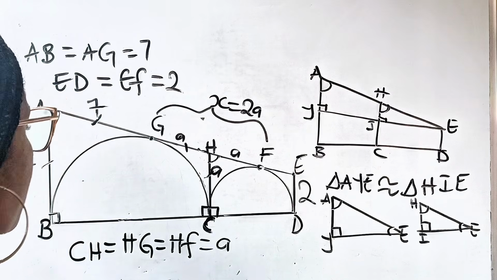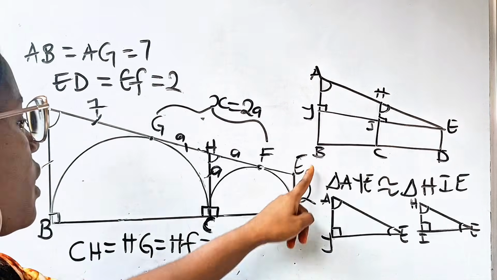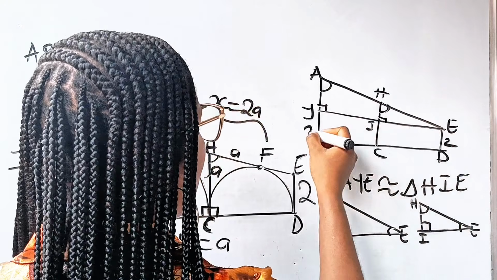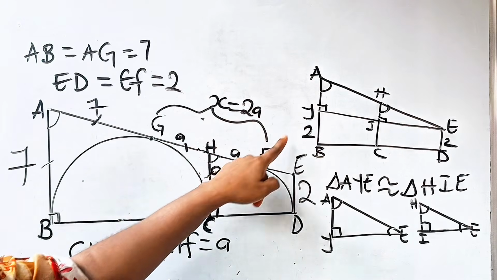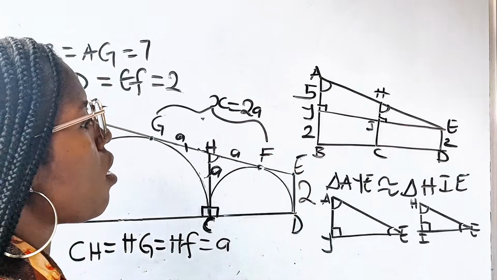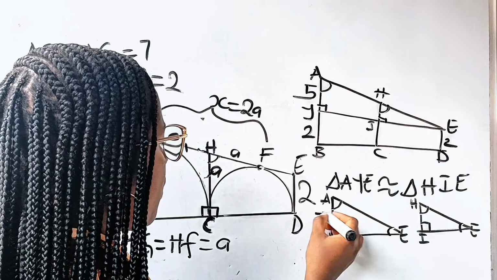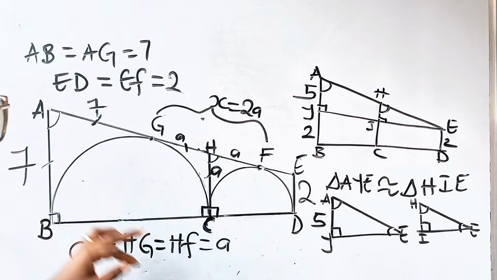Now, if we say that from A to B is 7 and from E to D is 2, it means that here is 2, here is 2. Now, if AB is 7, it means that AY is 5, right? So we have 5 here. Now, it means that AY is 5. This is 5. Now, for AE, let's go here.